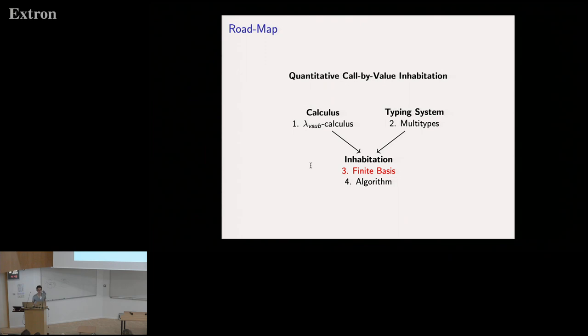So how to do it? We'll use what is called a finite basis. So we'll try to do something a bit stronger, which is to find all solutions to the inhabitation problem. However, this is problematic because there might be an infinite number of them. Typically, if we take a value, because we have subject reduction, by putting the identity in front of it, it also forms a solution, and so on and so on. So the set of solutions is, of course, infinite.